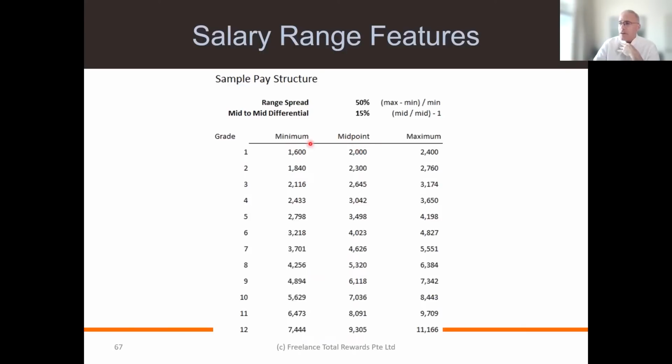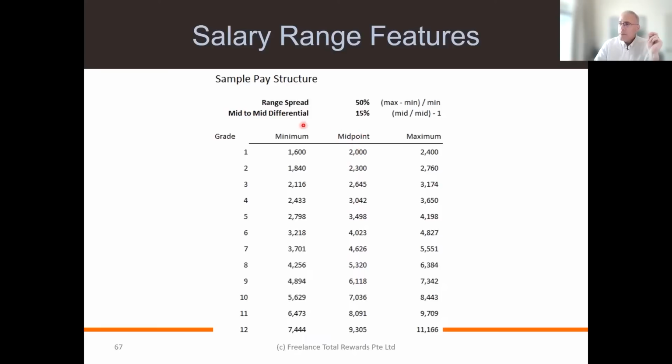If you're using plus minus 20%, this minimum is probably close to your 25th percentile in the market. I just happen to know that in Singapore, if you take 20% off of the market median, that gets you roughly down to the 25th percentile. So there you go. So a structure can really speed up your pay decision making.